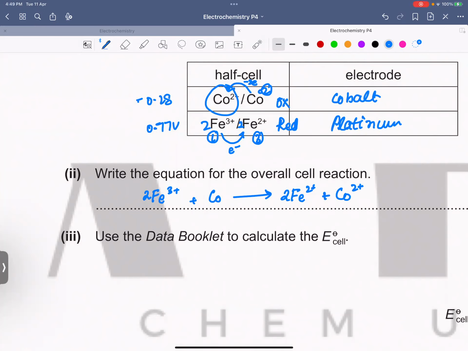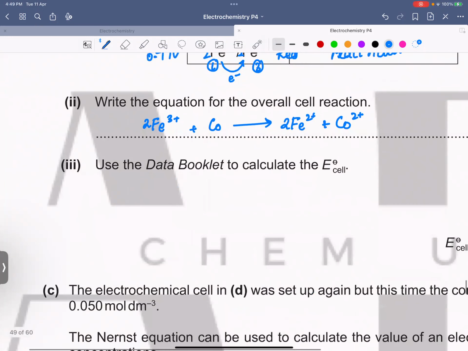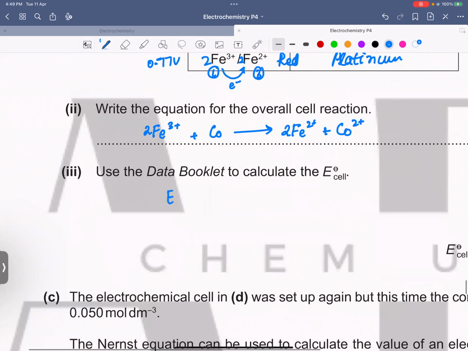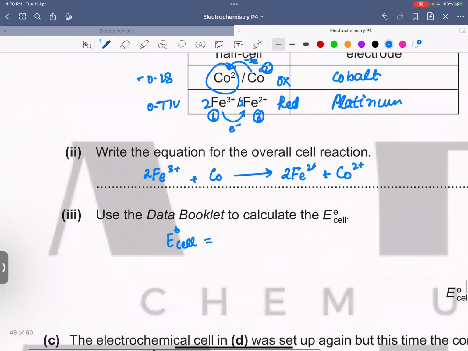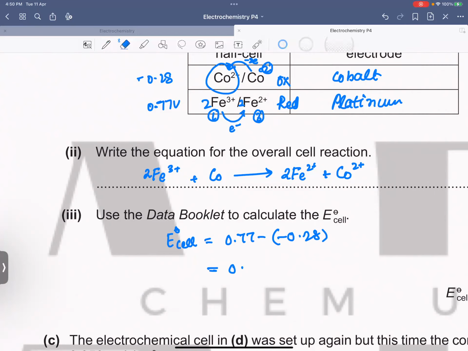Is this clear? Now they are asking you to calculate the E naught cell. So E naught cell would be calculated easily by 0.77 minus 0.28. It's 0.99, I suppose. No. 1.05. 1.05.